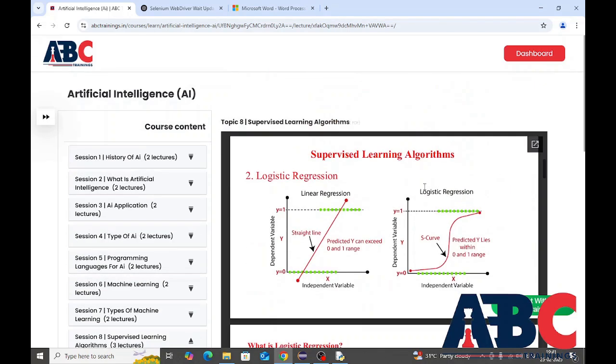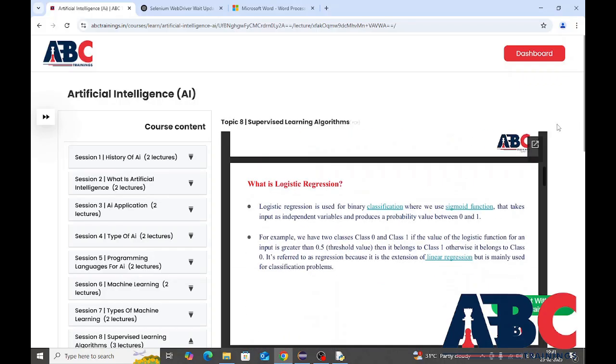In today's session, I am going to make you familiar with logistic regression. What is logistic regression? Logistic regression is used for binary classification where we use sigmoid function that takes input as independent variables and produces a probability value between 0 and 1. For example, if we have two classes, class 0 and class 1, if the value of the logistic function for an input is greater than 0.5 threshold value, then it belongs to class 1, otherwise it belongs to class 0.